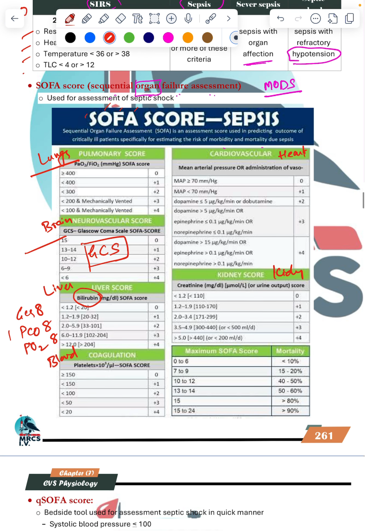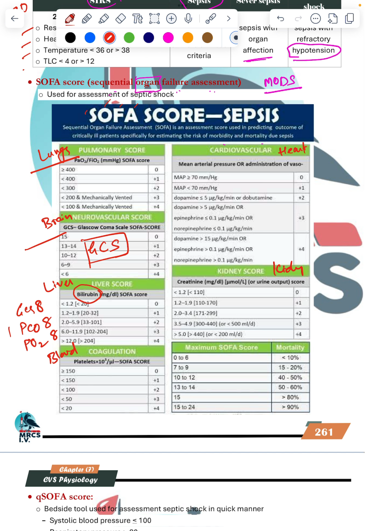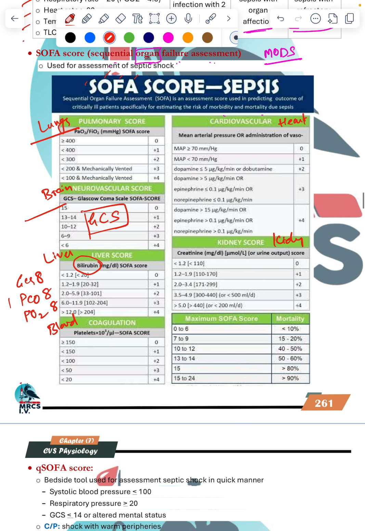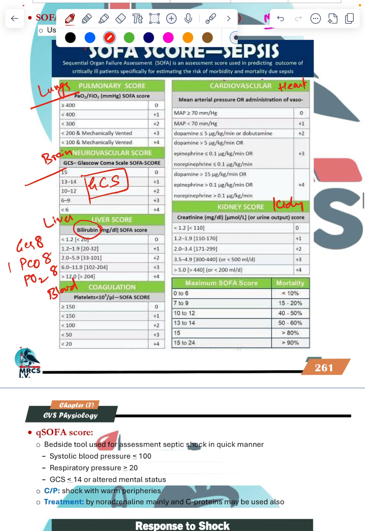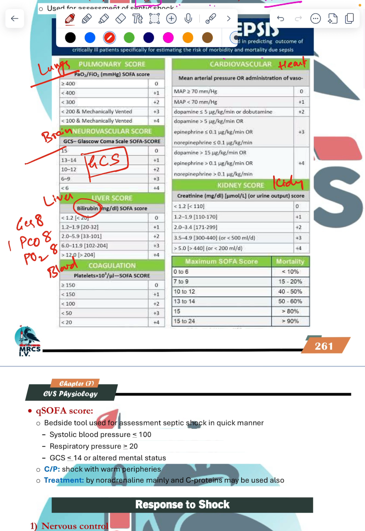So first of all, you see in the lungs the PaO2, partial pressure of oxygen, to FiO2. If it is more than 400, it's 0; then 400, 300, 200, less than 100, which is a score of 4. Then second is neurological. You see Glasgow Coma Scale 15, 13 to 14, 10. Then liver function test. Again there is Child's criteria like this.